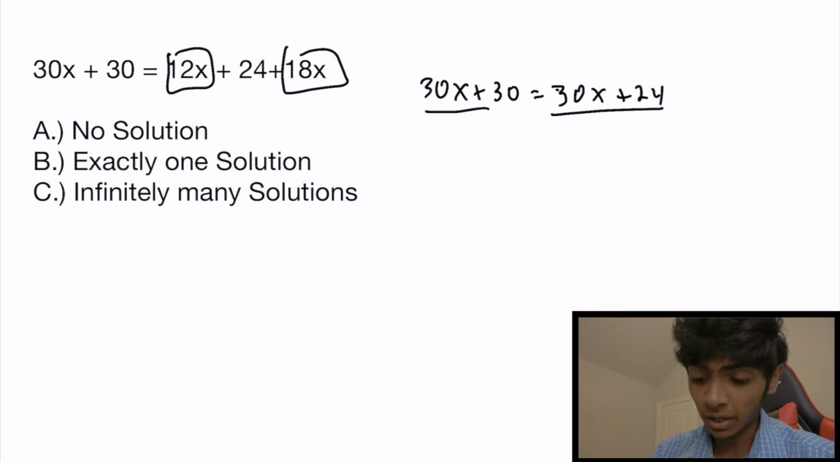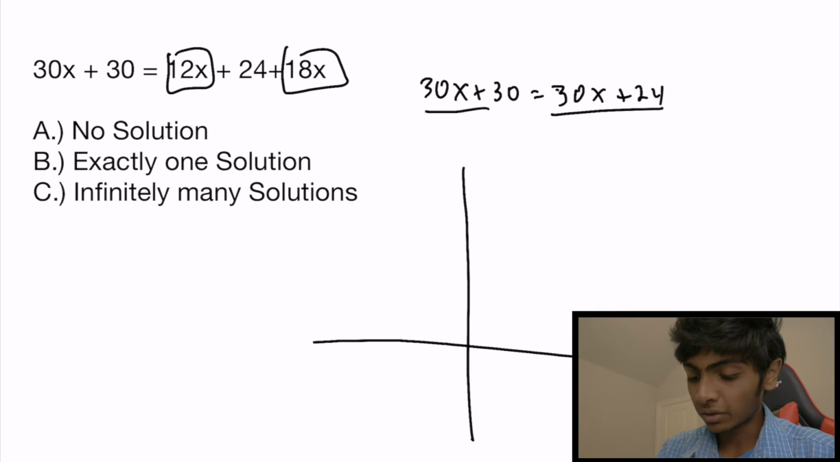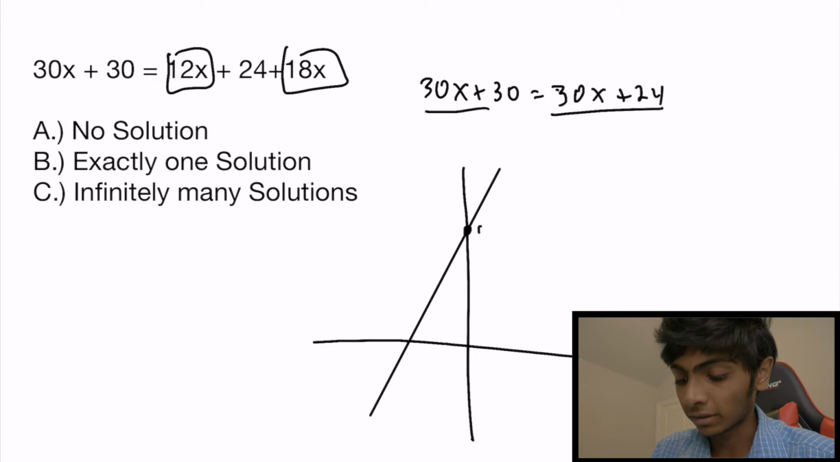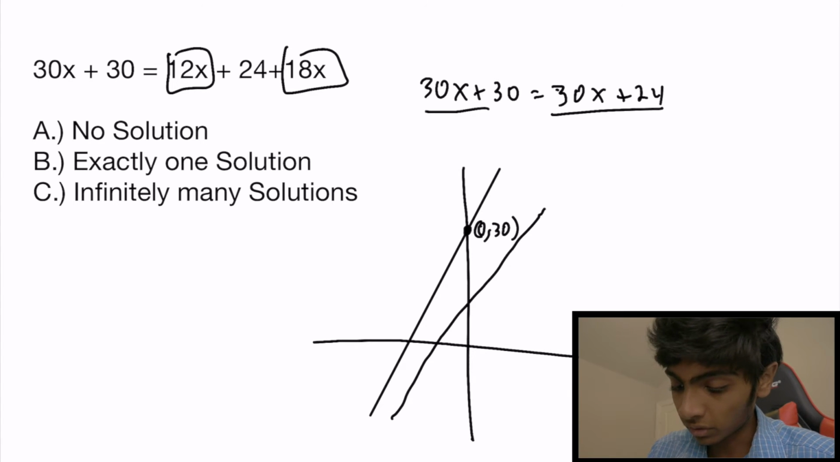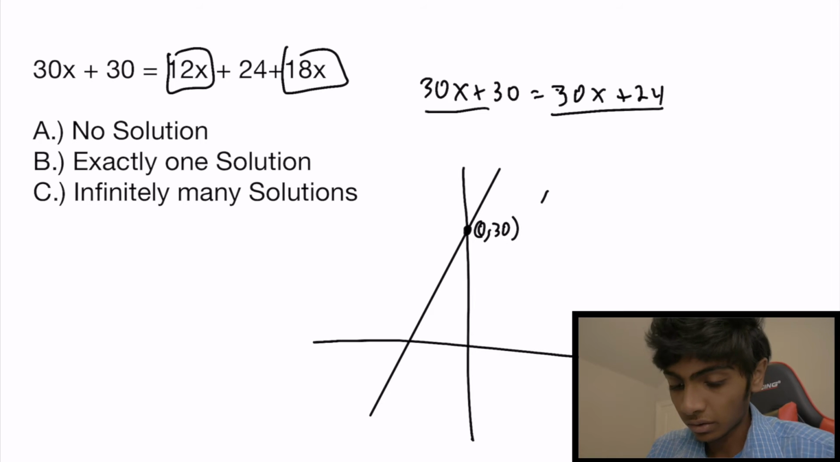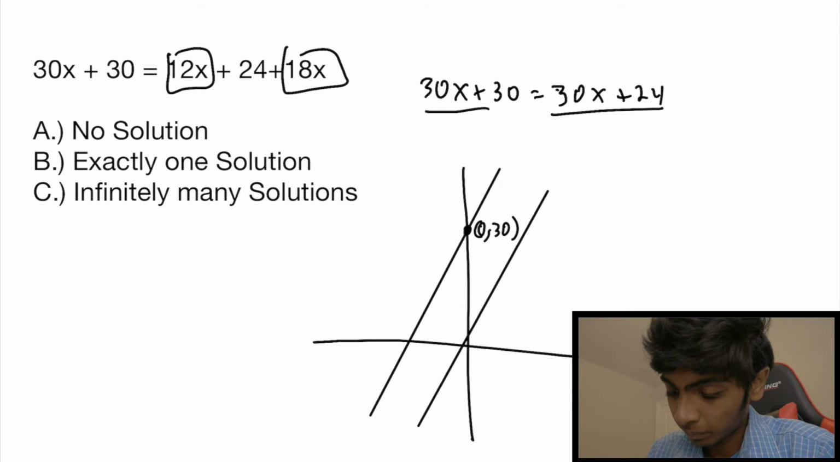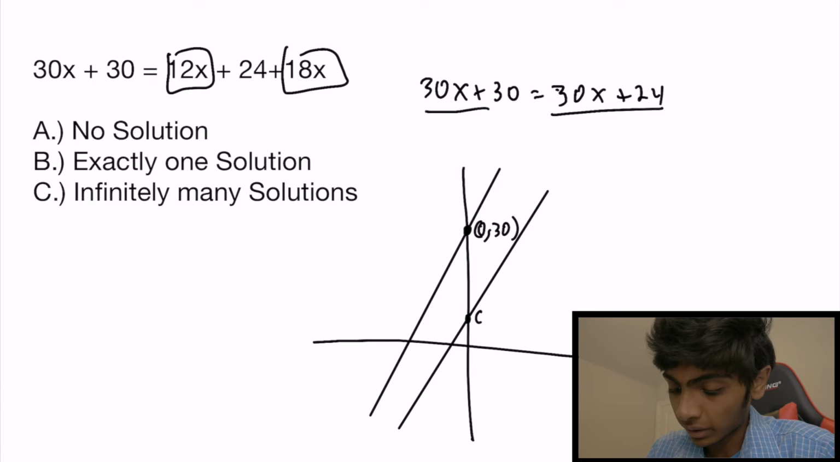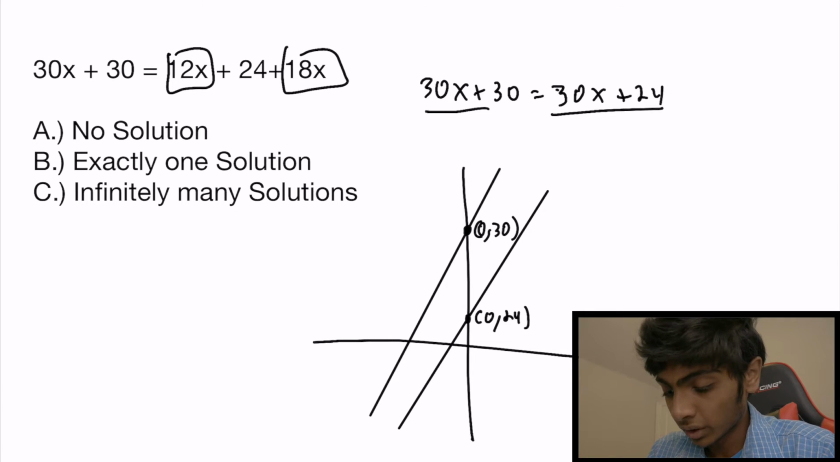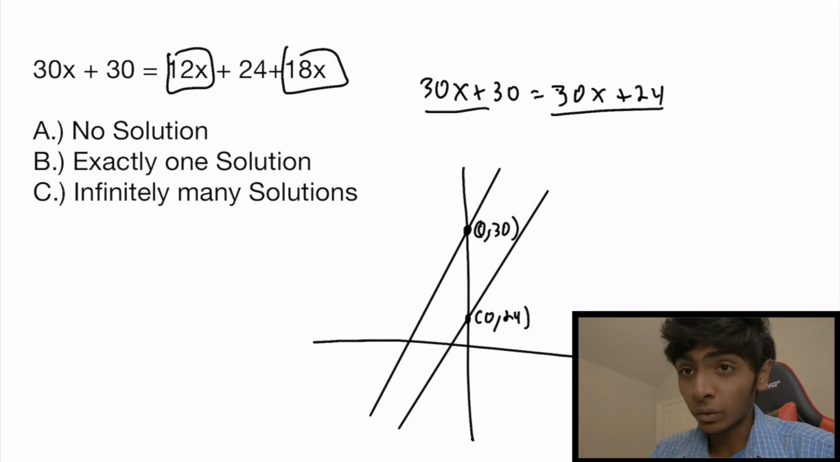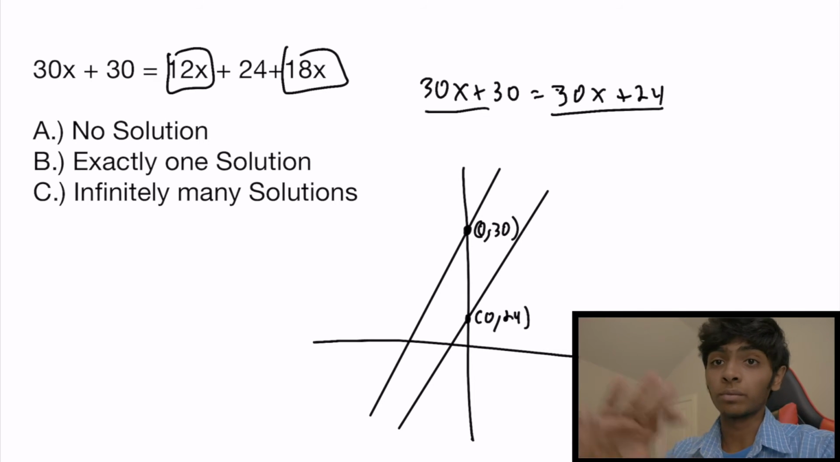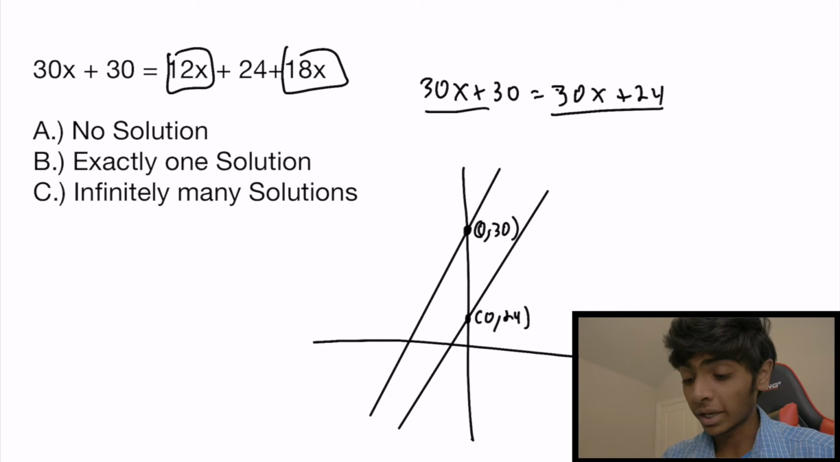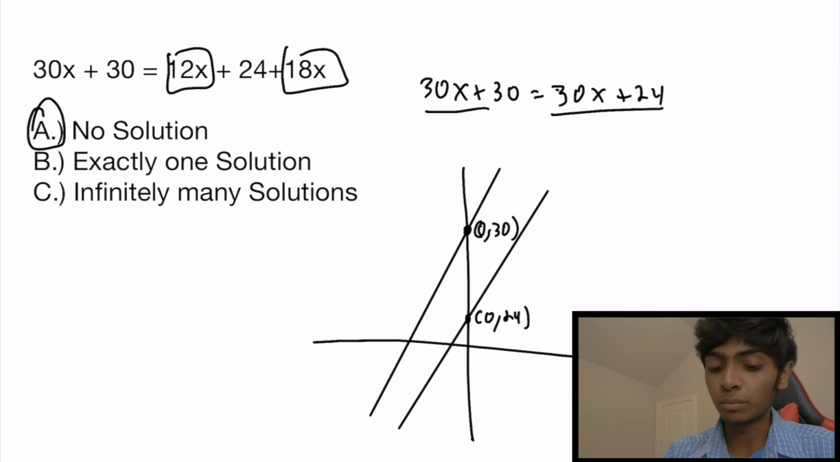Now let's think about this as lines on a graph, right? 30x plus 30 is going to look something like that, and we'll say it crosses the y-axis at 0, 30. And 30x plus 24 is going to look something like this. Or, sorry, more like that. And we'll say it crosses here at 0, 24. Now, if we notice, these lines are parallel, meaning they're never going to cross. They'll keep going straight, and they'll never ever cross. So they can't ever have a solution. So this would be no solution.